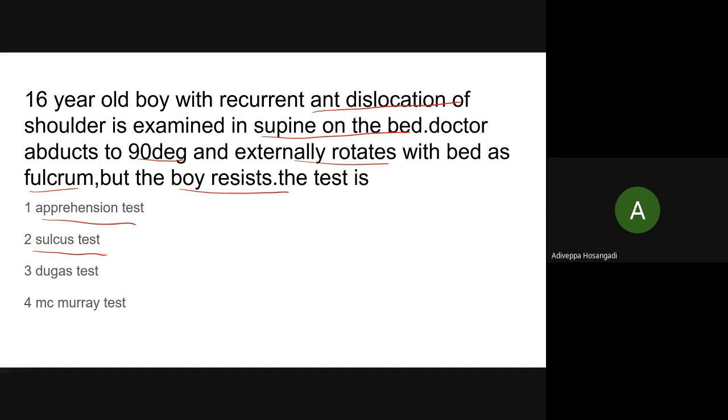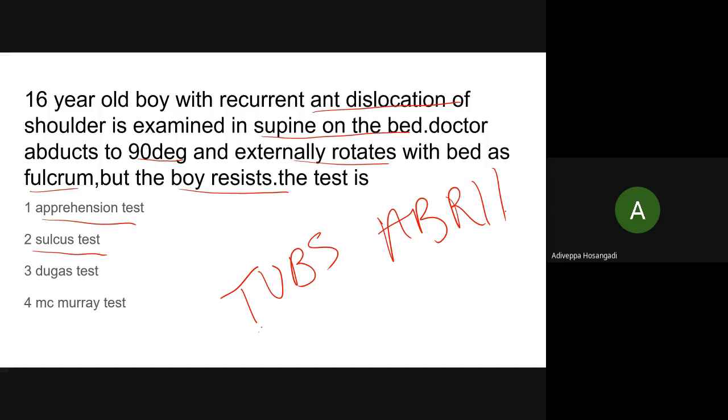We'll come to something called TUBS and AMBRI. If you have read, you will remember. TUBS is traumatic unidirectional Bankart's surgery. This is how you should remember. Traumatic anterior dislocation. Unidirectional is always anterior. Bankart's is always an essential lesion. The treatment is surgery. AMBRI is atraumatic.